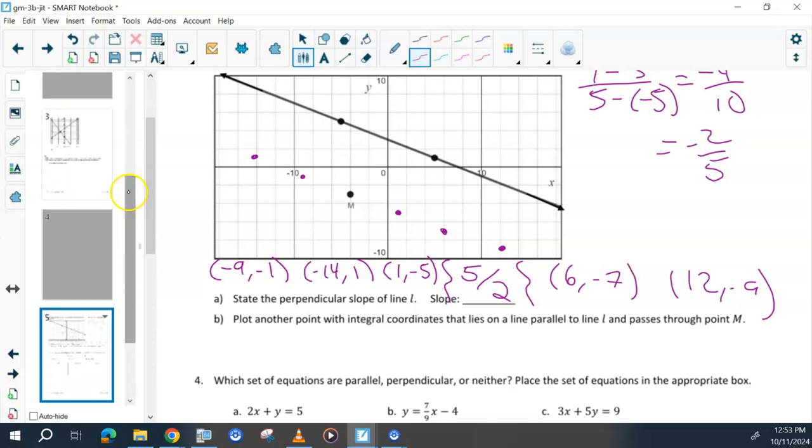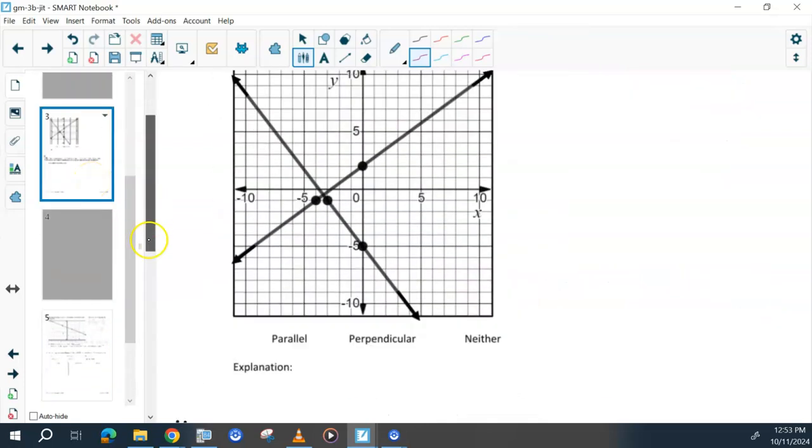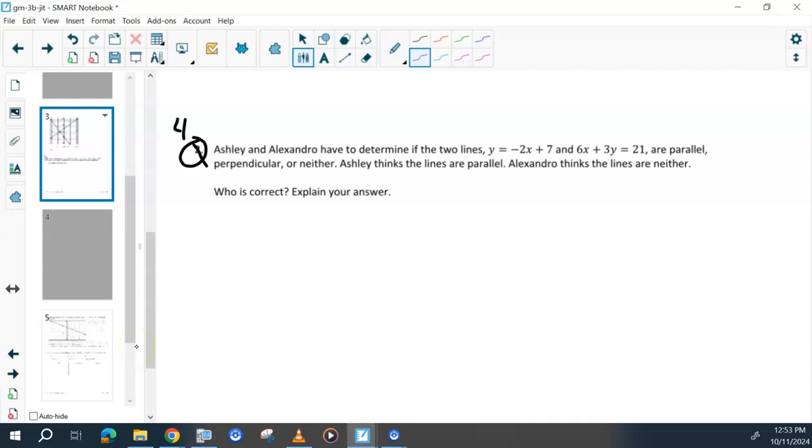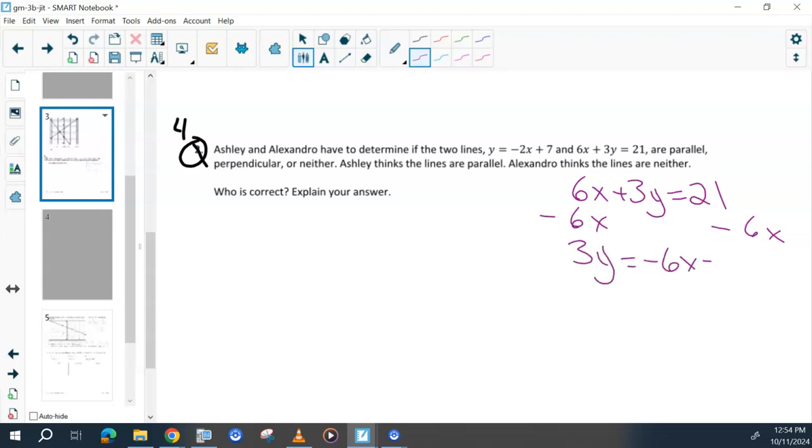So Ashley and Alejandro have to determine if the two lines are parallel, perpendicular, or neither. Ashley thinks the lines are parallel. Alejandro thinks that the lines are neither. We have to solve this one by subtracting 6x. Divide. But yes, that's what I said.